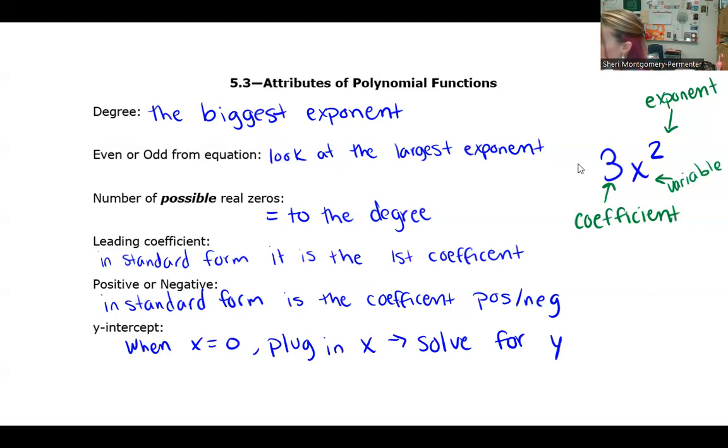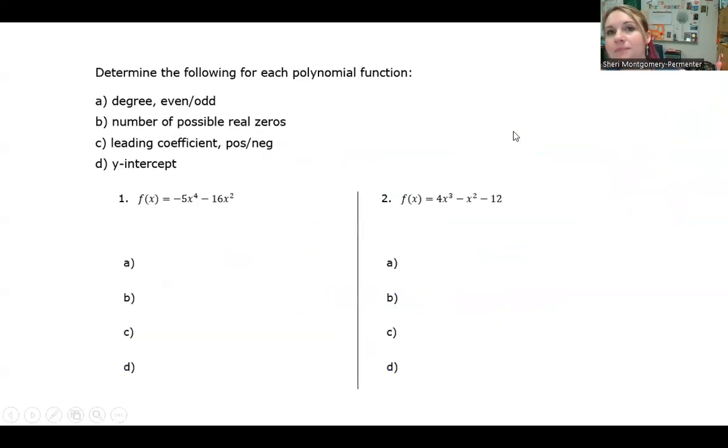Any questions about any of these terms before we get started and use them? Okay, let's do a problem, and then if you have questions, ask. So we're going to answer these questions by looking at the polynomial. What's the degree? Is that even or odd? What's the number of possible real zeros? The leading coefficient, is it positive or negative? And then we're going to find the y-intercept.